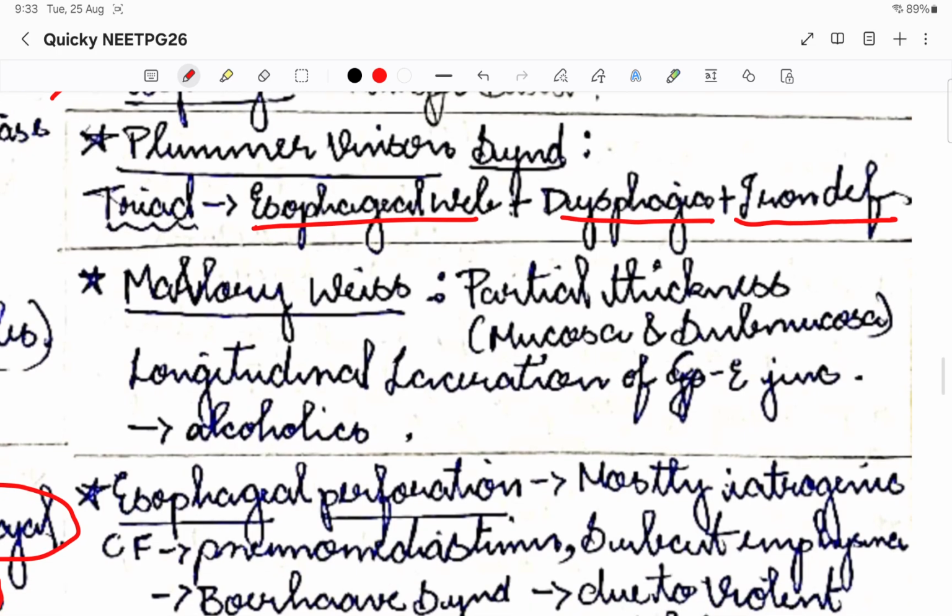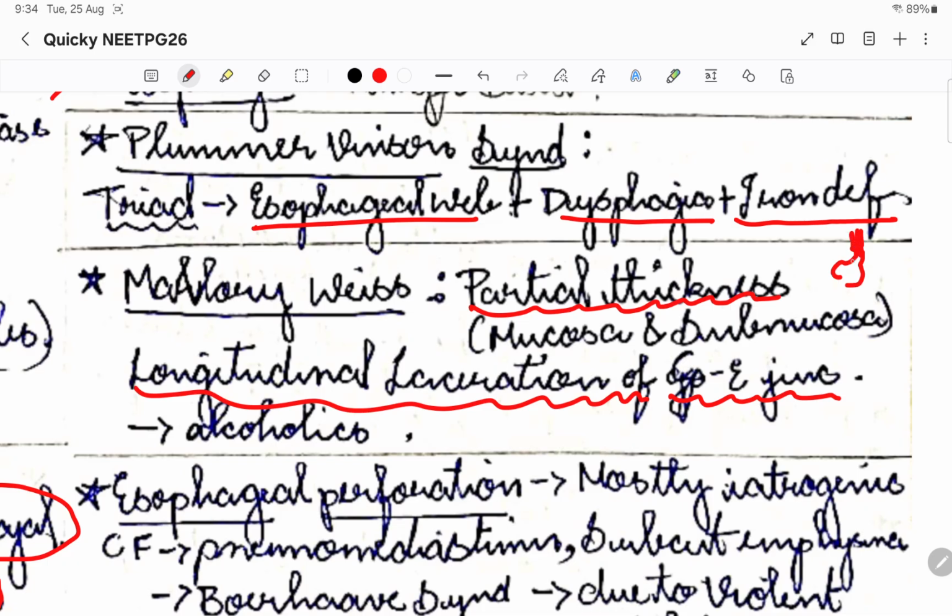Then coming to Mallory-Weiss tear, this is basically a partial thickness, longitudinal laceration of the gastroesophageal junction, okay. So this is the stomach and this is the esophagus, right. So what happens is there is a longitudinal tear in this particular area because of increased vomiting. So if there is chronic vomiting, and in alcoholics and all, this might happen. Where there is increased pressure being applied at the junction, that is where the Mallory-Weiss tear might happen, okay.